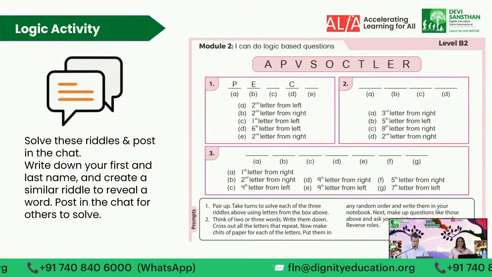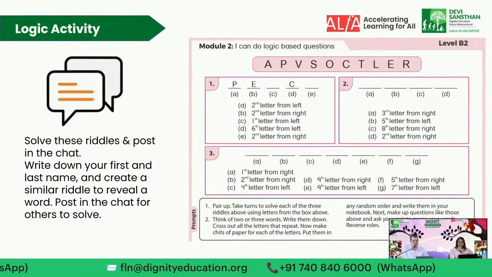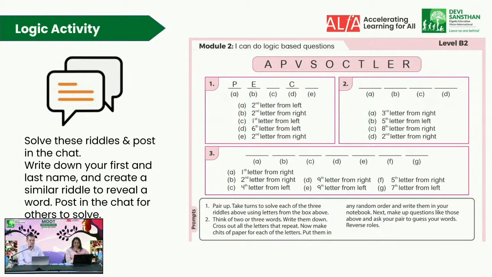This one, we'd like you to solve in the chat. You can see there's a set of letters on screen: A, P, V, S, O, C, T, L, E, R. I hope the font is big enough if you're watching on your phone. You can see the first word there, P, E, blank, C, E, and there are clues given. So you can read the clues and figure out what letter gets filled into those blanks. The third blank has "first letter from left," so you can see what that letter is and fill it in. The final blank says "second letter from right," so you can fill that in as well. Can you post in the chat what word this makes? A little bit of a literacy riddle for you.